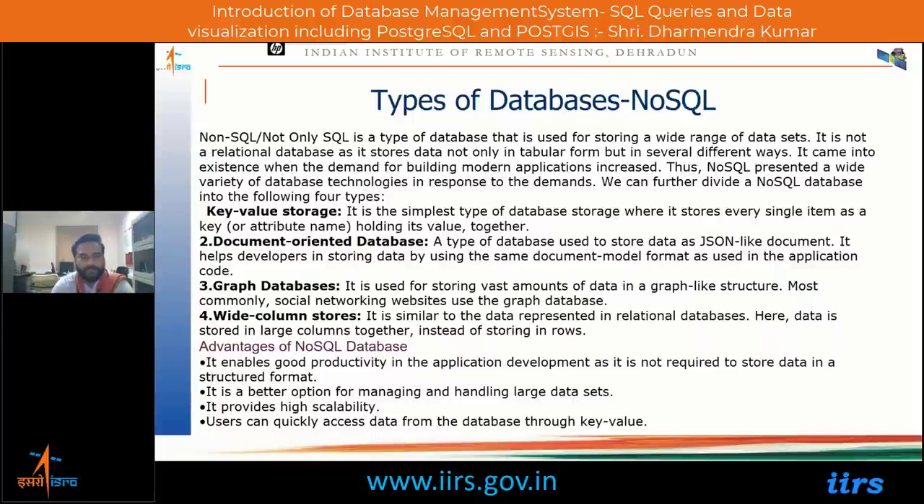Wide column storage is the fourth category of NoSQL. It is similar to data represented in a relational database. Here data is stored in large columns together instead of being stored in rows. So it's one line of format. There are no rows in this type of storage.